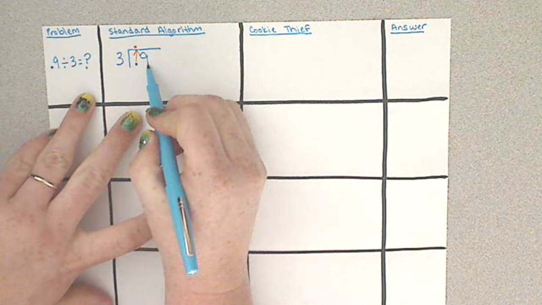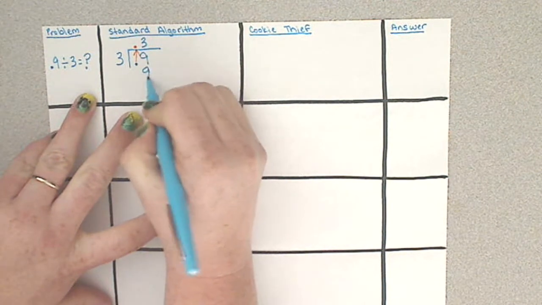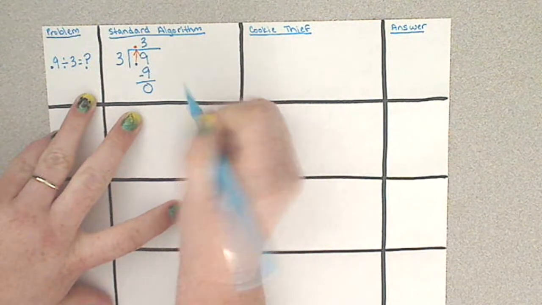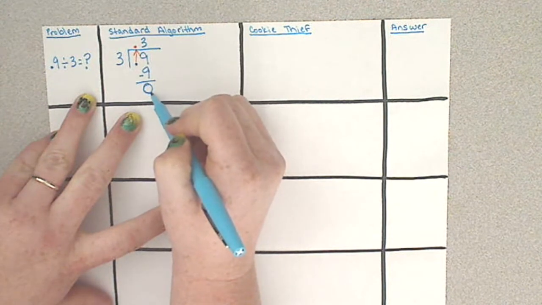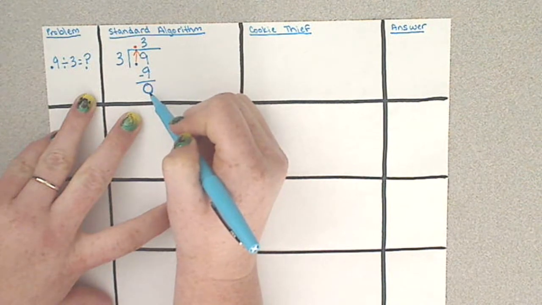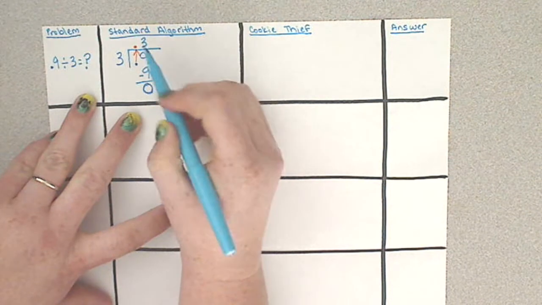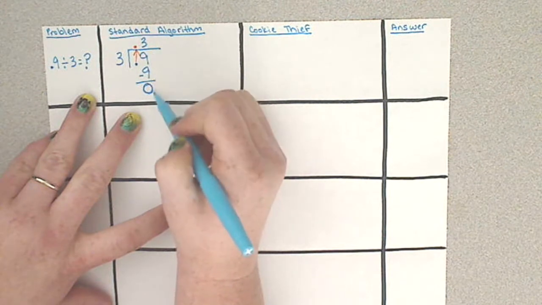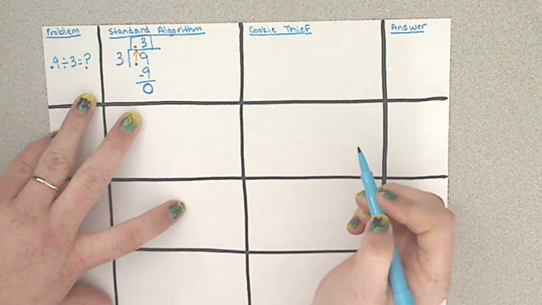3 can go into 9 3 times, because 3 times 3 is 9. 9 minus 9 is 0. Now, with decimals, if your difference after subtracting is not 0, you will have to take further steps, but we'll get to that here in a little bit. So because the difference here is 0 and we have no numbers to bring down, our final answer is 3/10.